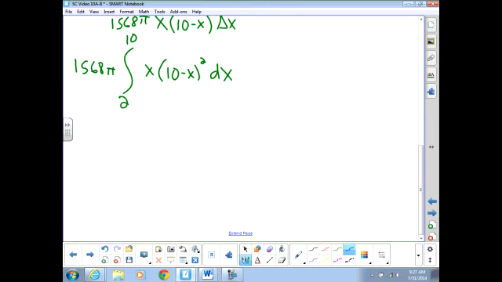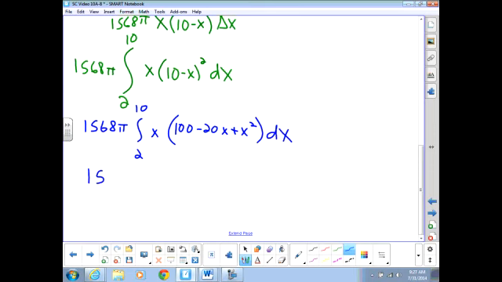Well, first we'll FOIL out. So we'll have 1568 pi, integral from 2 to 10. We'll have x times, when we FOIL it out, we'll get 100 minus 20x plus x squared dx. We'll distribute that x through. We'll have 100x minus 20x squared plus x cubed dx.